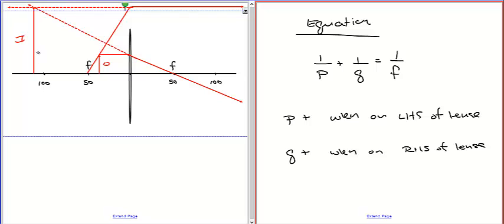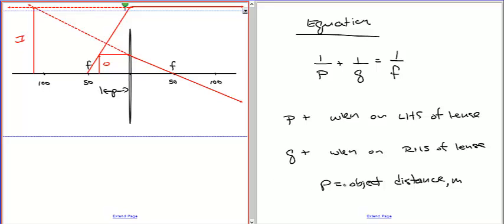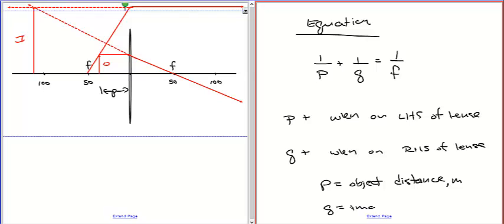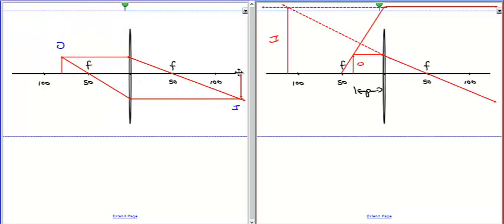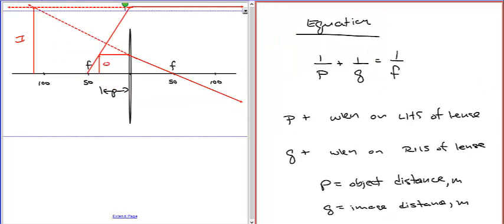What is P? P is the object distance. It's the distance from the lens to the object. Q is the image distance. In this case, Q is negative because the image is on the left-hand side. But here, Q is positive. It's on the right-hand side. And F is the focal length, which is on both sides, so F is always positive.